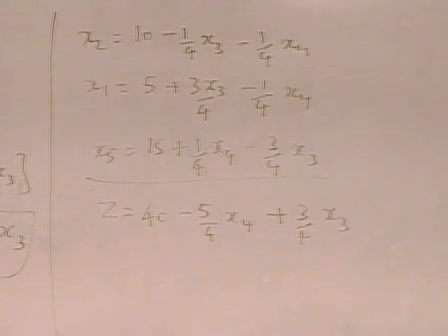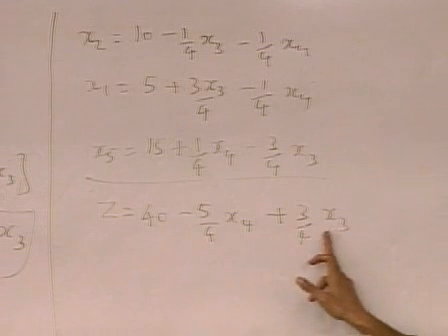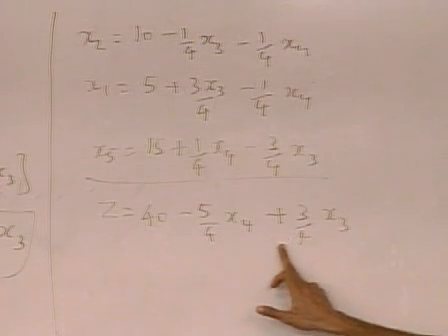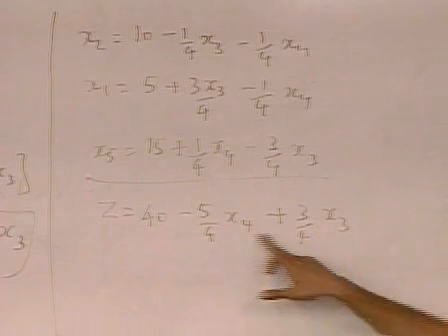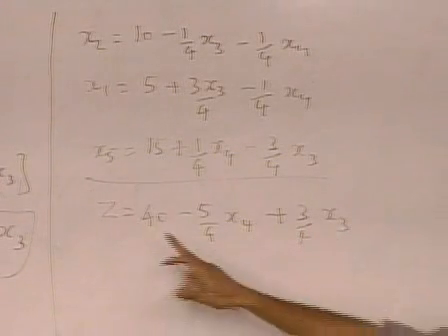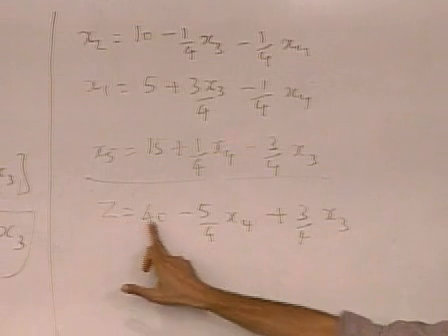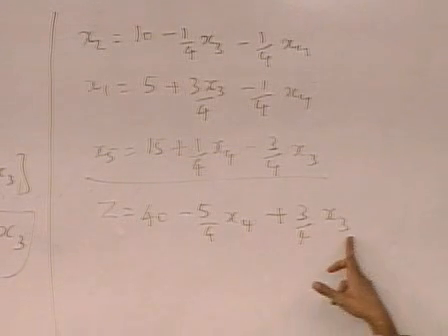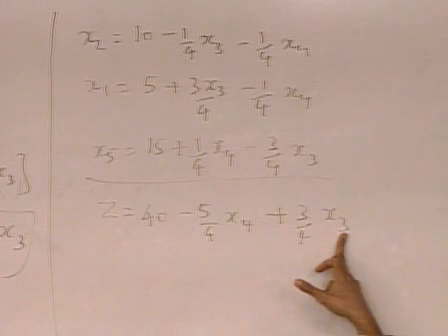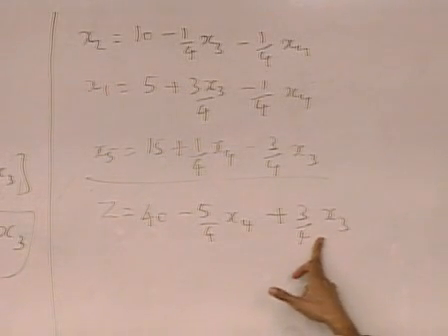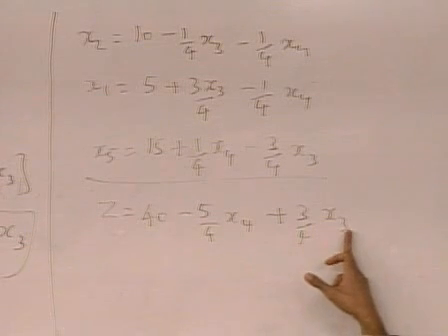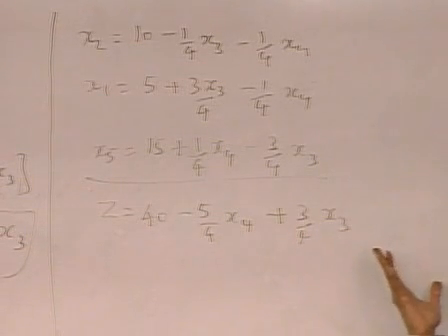We can still increase the objective value, it seems like it, right? Because x3 has a positive coefficient. So this last equation, not only does it say that the current objective function value is 40, it also says if you increase x3 by 1, you earn 75 cents. So why not do that?